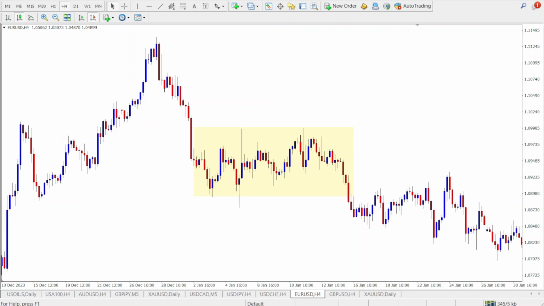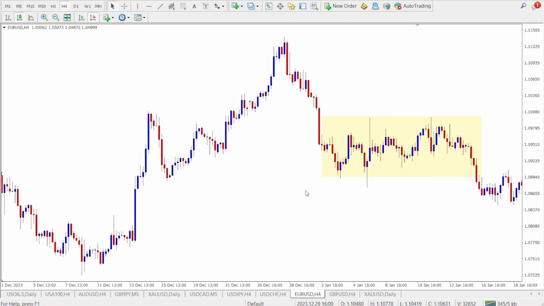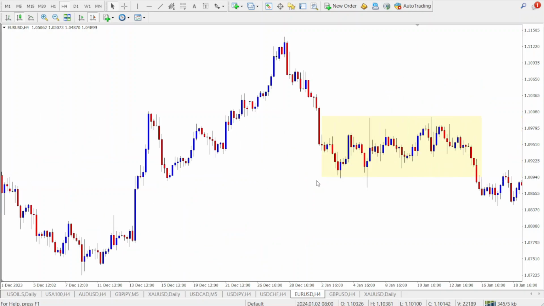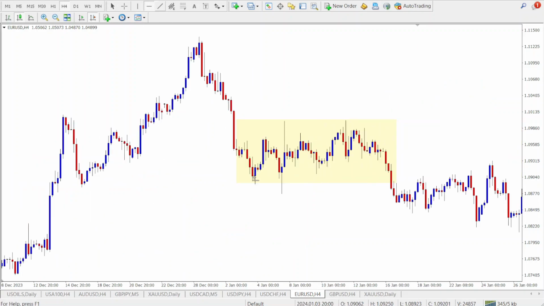To successfully trade within a price range, you need to know how to identify key levels of support and resistance. These are the price points where the market tends to reverse direction or to pause. So let's break it down. For support, this is the price level at which demand for the currency pair is strong enough to prevent the price from falling further. Essentially, it is the floor of the range. When price approaches support, buyers usually step in, pushing the price back up.